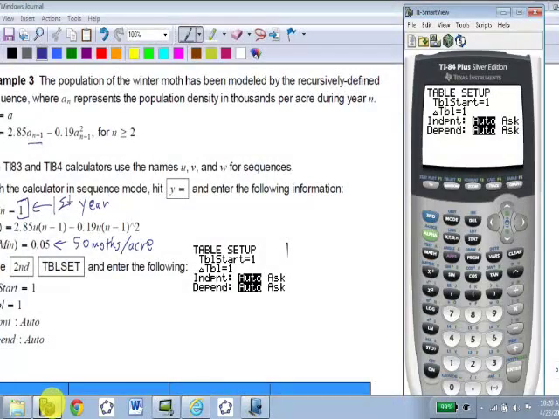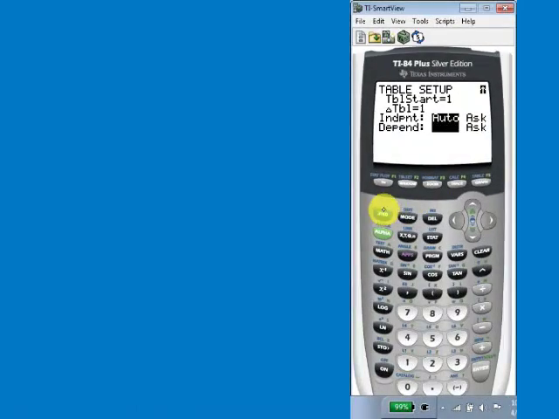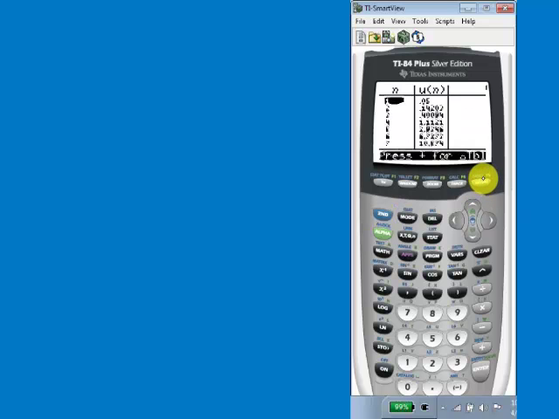Let's see if we can start counting moths. Second button followed by graph. Notice the word table is up above graph. If you press second graph, it will display the number of moths per acre in thousands, year 1: 0.05 thousand, or 50 moths per acre. Year 2, the prediction is that there'll be 142 moths per acre. Year 3, up above 400 moths per acre. Year 4, a little over 1,000.